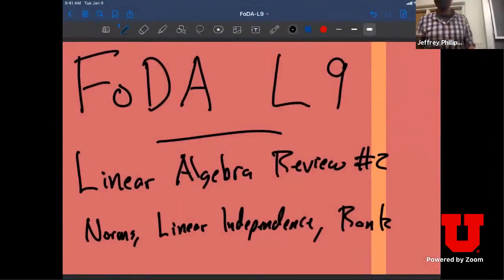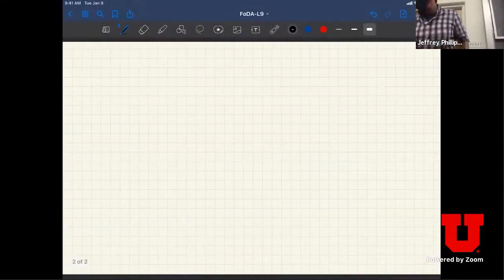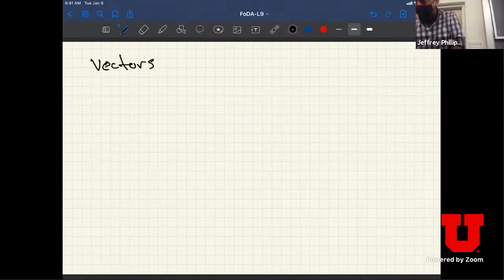Okay, linear algebra review number 2. All right, so we reviewed last time that we have vectors, and I'll try and use a v or a lowercase letter, and this will say an element in R^d. This would be v equals, say, v1, v2, up to vd.